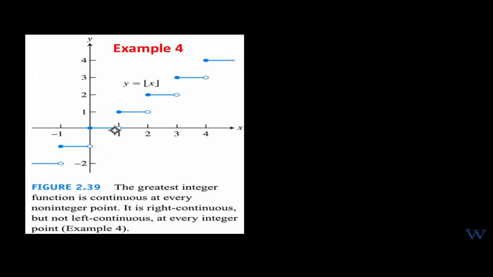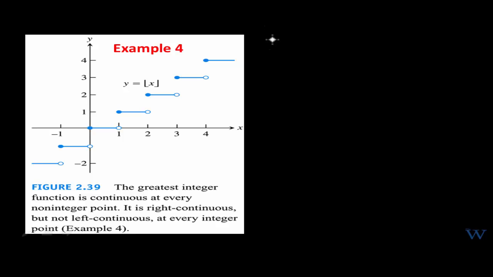Here is the greatest integer function. And look at, we see the points where it's discontinuous. Okay, because there's always a jump at every integer. See that? Jump, walk, jump, jump, etc. So it is right continuous but not left continuous at every integer point. Now why is it right continuous at every integer point?